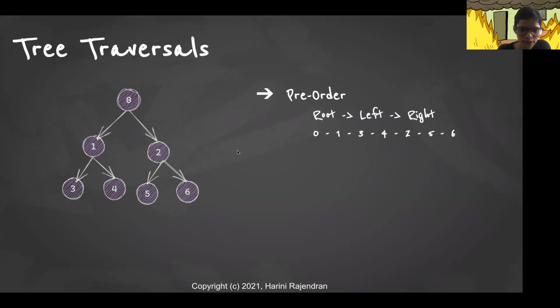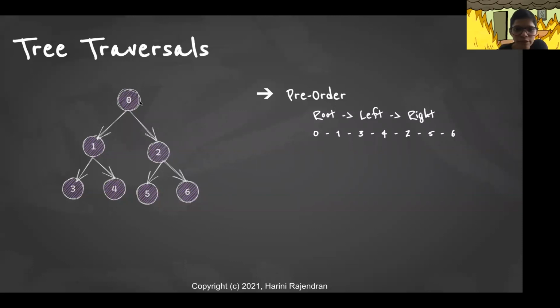So in a pre-order tree traversal, we'll first visit the root, then we'll recursively do a pre-order traversal on the left subtree and then the right subtree. So if we visit the root first and then recursively do a pre-order traversal on the left subtree and then the right subtree, that's called a pre-order traversal.